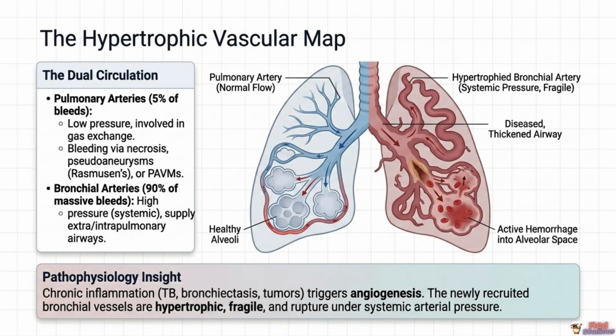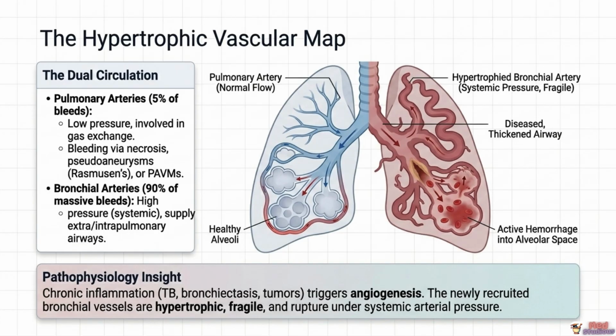They operate at low pressure, roughly 25 over 10 millimeters of mercury, and account for only 5% of massive hemoptysis events. When they do bleed, it is usually through necrosis, pseudoaneurysm formation, the classic Rasmussen aneurysm in tuberculosis cavities, or pulmonary arteriovenous malformations.